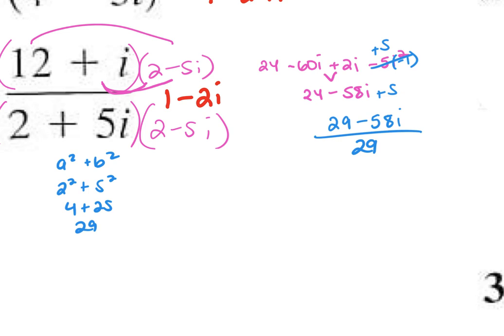And then when you look at your answer choices, it's not going to be there because this can be simplified. 29 can go into itself once and into 58 twice. So it would be 1 minus 2i.